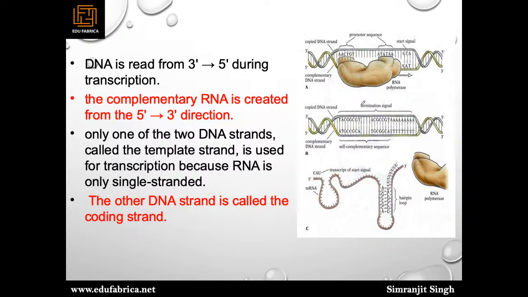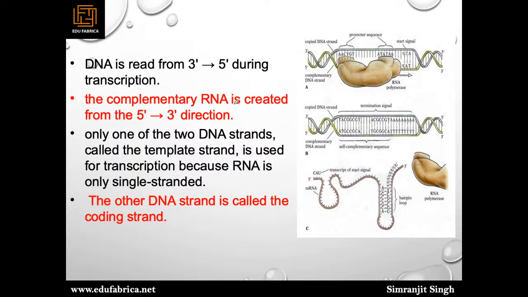So here we can see DNA is read from 3 prime to 5 prime end during transcription. All your DNA is unwound, and then your RNA polymerase will come, and the reading frame would be from 3 prime end to 5 prime end. And the complementary RNA that is being produced in this case will be in the 5 prime to 3 prime direction. So this question comes sometimes to confuse you in the MCQs. So take care of that.